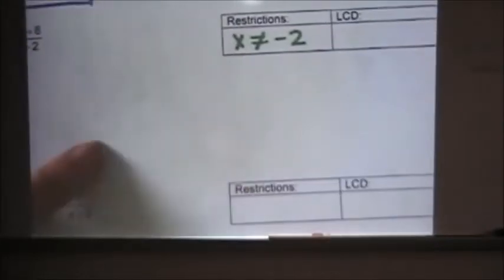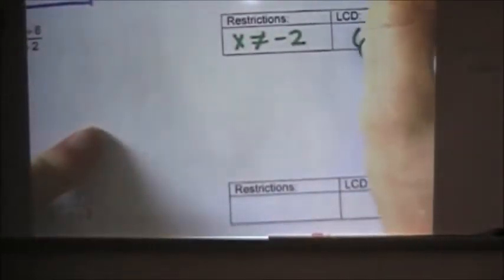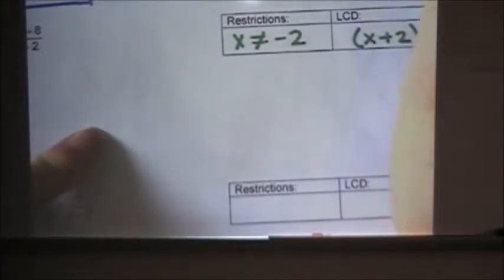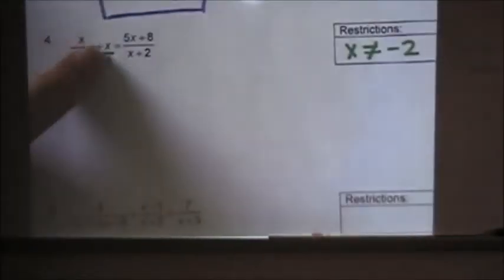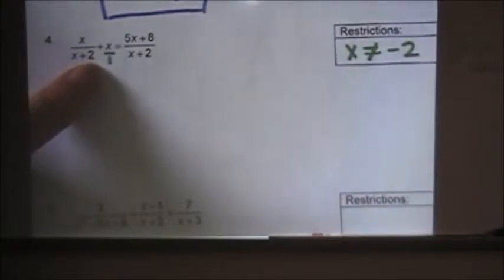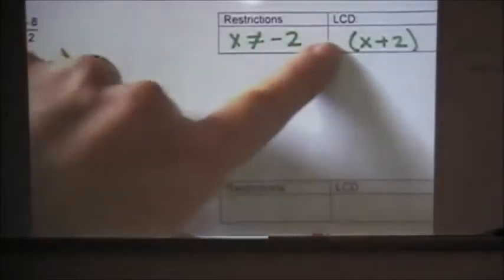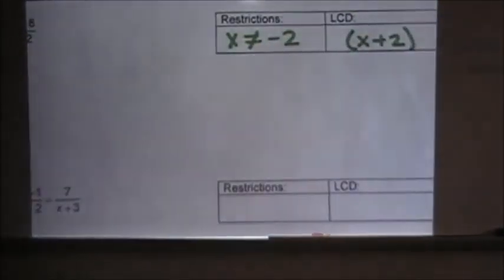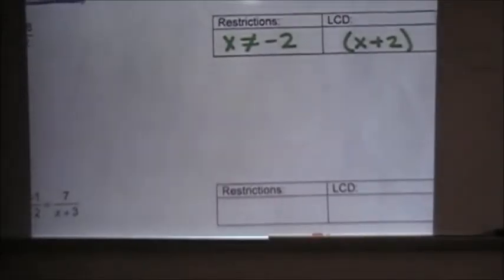Let's look at our LCD. My first fraction has an x plus 2 that has to go in the box. My middle term, which I made into a fraction, just has a 1. I could put a 1 right here if it makes you feel better, but 1 times anything is itself, so you don't have to put the 1.